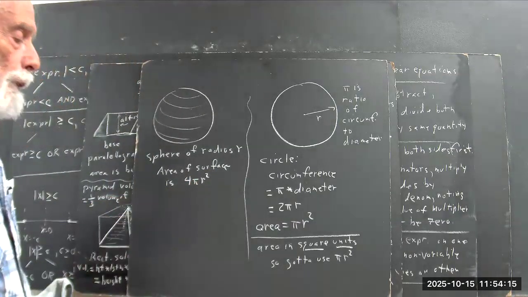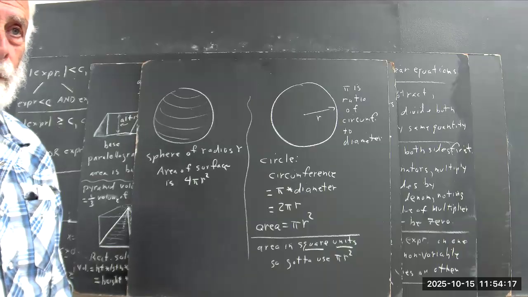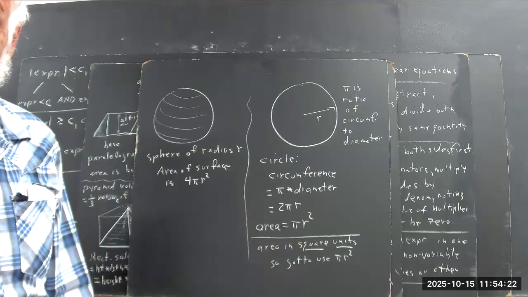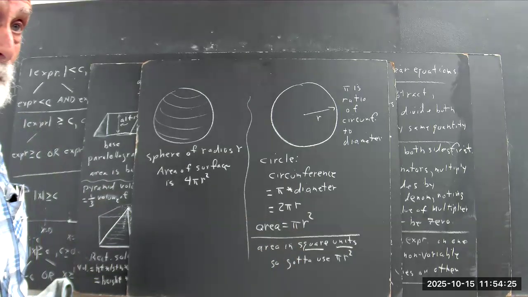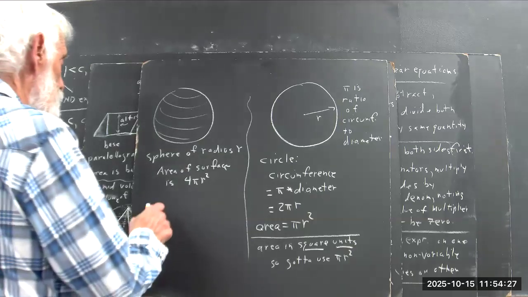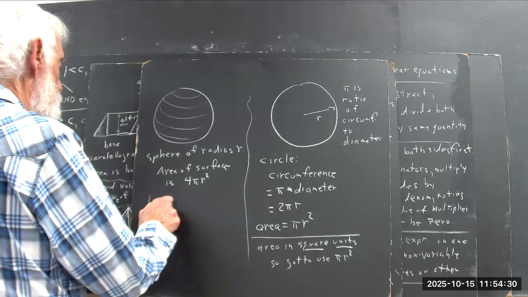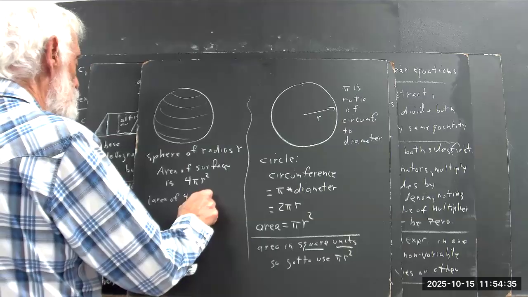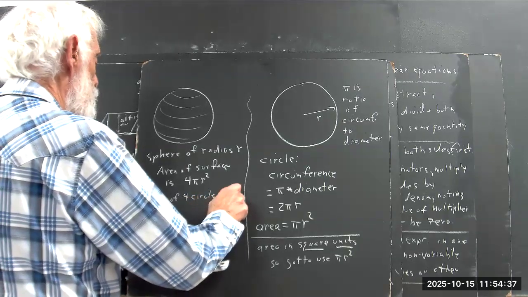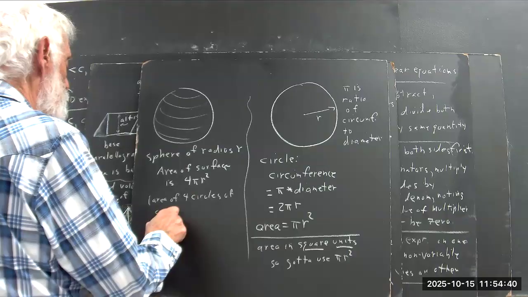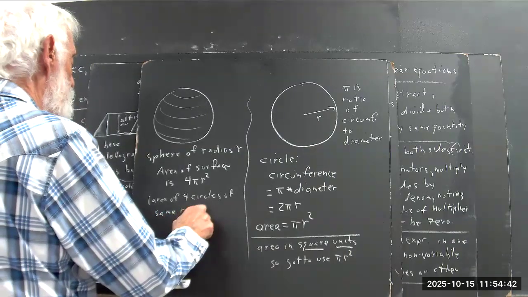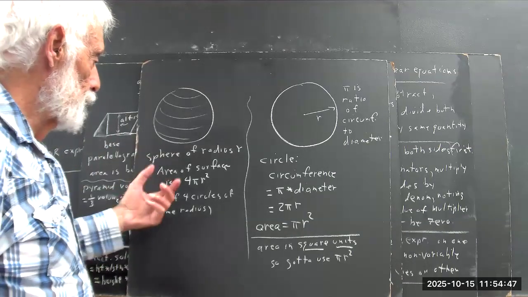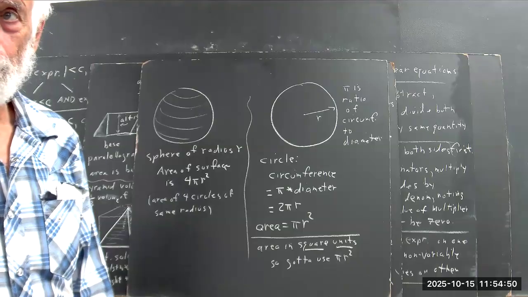Area of the surface is 4 pi r squared, which is the area of 4 circles of the same radius. Okay? Or 4 times the area of a circle of the same radius. Okay?